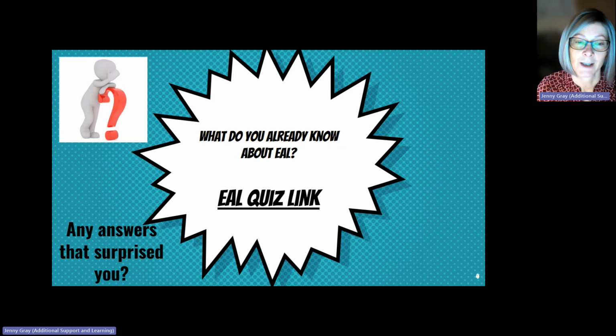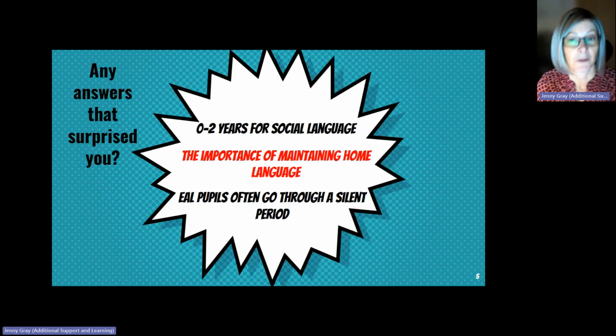Hope you enjoyed that. Hope that you learned something from that. The common answers that surprise people are often these ones. That it's 0 to 2 years for the social language to be developed. And that's very relevant, especially for those working in nursery, because that could actually be the whole of their nursery experience. They're developing that social language. So they're not even getting onto the next stage of the academic language. They're getting that solid social language throughout nursery.